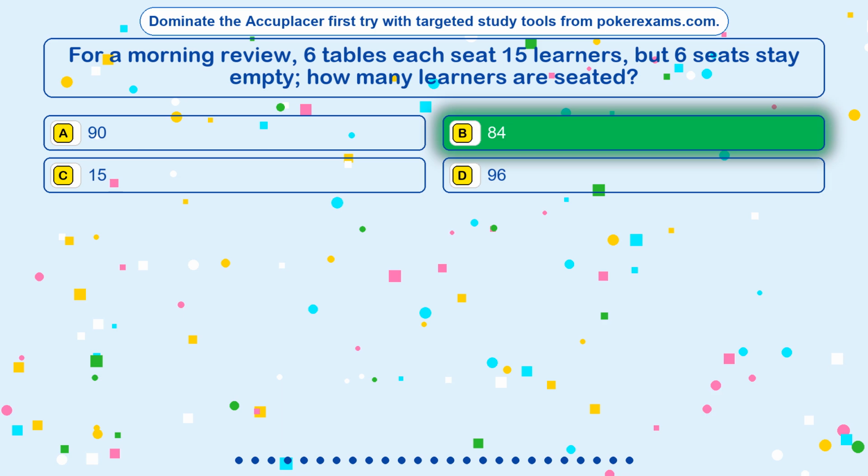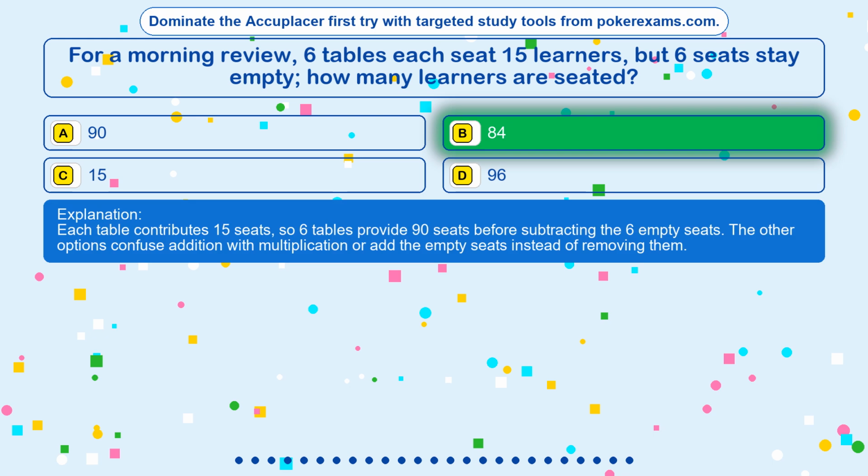The correct answer is option B, 84. Each table contributes 15 seats, so 6 tables provide 90 seats before subtracting the 6 empty seats. The other options confuse addition with multiplication or add the empty seats instead of removing them.